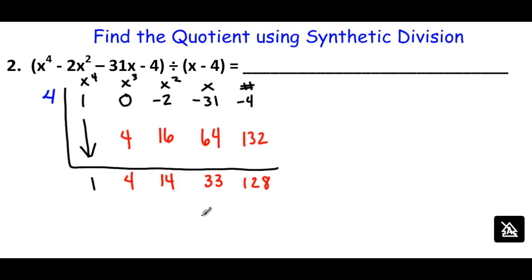And then I'm done. Okay, so again, drop it down. 4 times 1 is 4. Add, multiply, add, multiply, add. Just be careful with your signs. Multiply and then add. Again, this is my remainder.